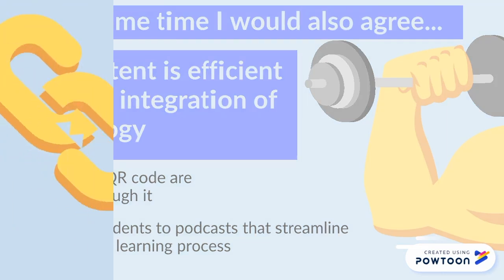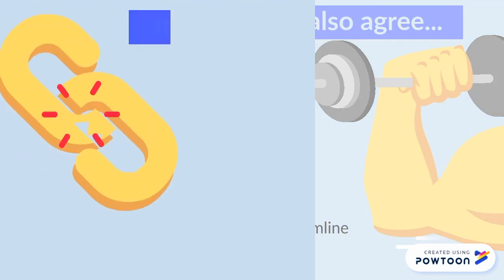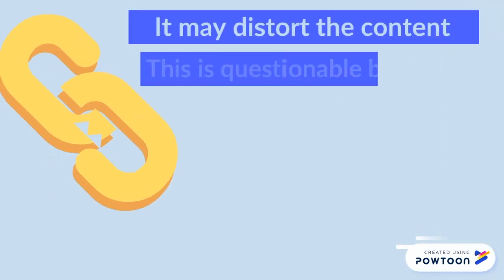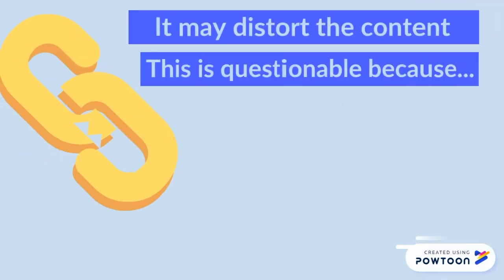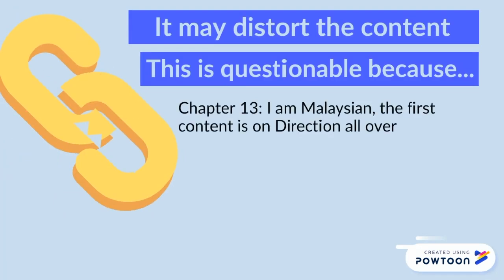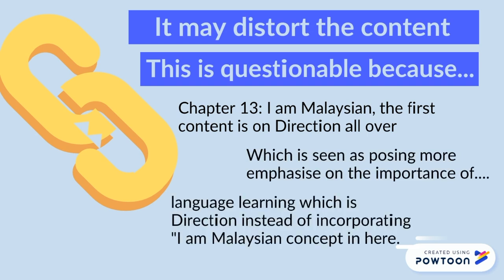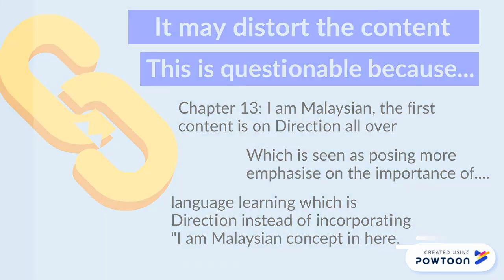On the other hand, I have to state my point of view here that I somehow find that the chapter in the textbook may distort the content. This is questionable because in Chapter 13, which is I Am Malaysian, the first content is on direction all over, which is seen as putting more emphasis on the importance of language learning, which is direction, instead of incorporating the I Am Malaysian concept in here.